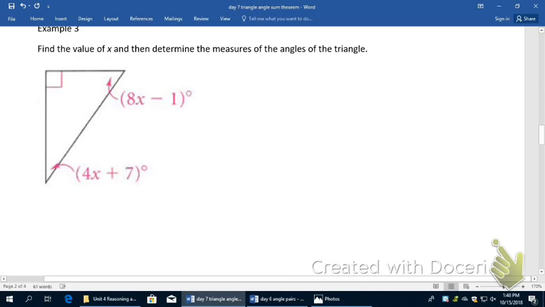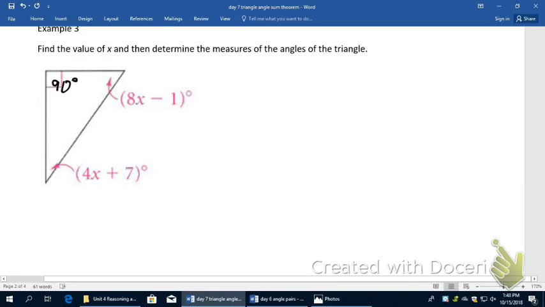Alright, here's our last one. We are supposed to determine the values of x and also the measures of the angles. I'm also going to classify this. You always classify triangles by the largest angle. Since the largest angle is a 90-degree angle, this is a right triangle. So just mentioning that, you will need to know that for your homework. Whether it's obtuse, right, or acute is determined by the largest angle. If it's an obtuse angle greater than 90, the triangle's obtuse.